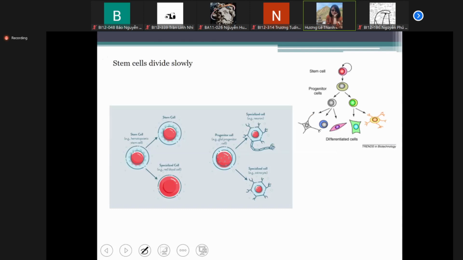And stem cells divide slowly. The stem cells can renew themselves and they can provide progenitors. Progenitors are cells that can unspecialize, and they have the capability of undergoing subdivisions and specializing, giving rise to additional stem cells, specialized cells, and other types of cells.